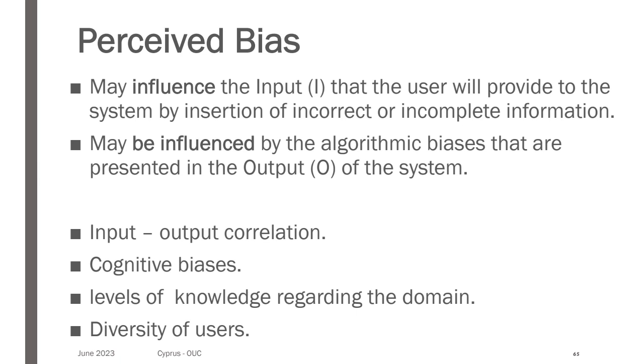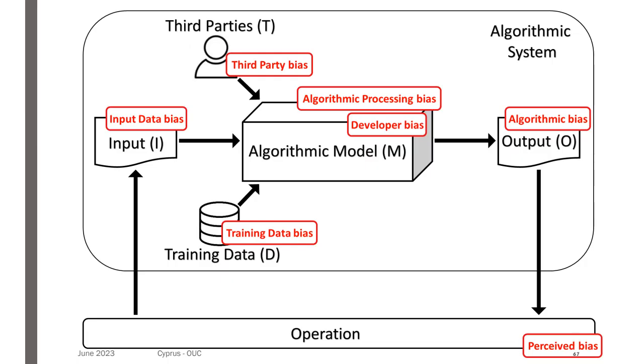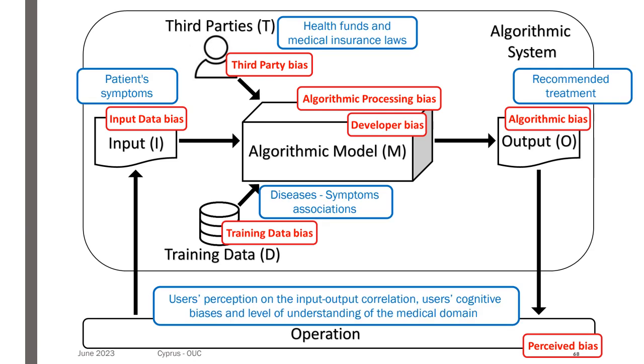So we have this possible characteristic, and we can take a look again at all this algorithmic system. Now we add to this diagram also the perceived bias, which is somehow related to the correlation or lack of correlation between the input and the expected output and our beliefs about the system. And again, everything is here. And again, the health recommender systems and patient symptoms and the recommended treatment. And here there is the user's perception on the input-output correlation and cognitive bias, and what may impact the user perception about the system's behavior.